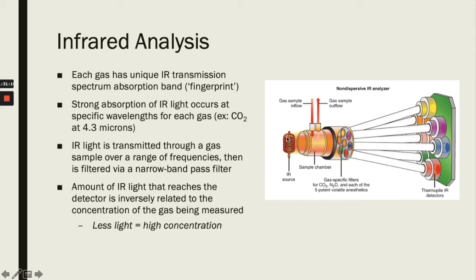So we have the IR light that's passing through, and the amount of light that reaches the detector is inversely related to the concentration of the gas being measured. If we get less light going through, we have higher concentration. Think back to when we were talking about our pulse oximeter, where a higher concentration of hemoglobin meant the wavelengths could not get through to the other side. Same principle. If less light is getting through this gas sample, then we know we have a higher concentration of our particular gas.